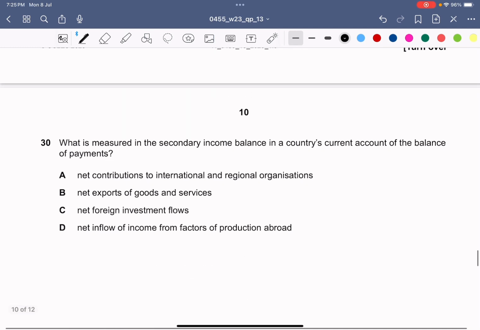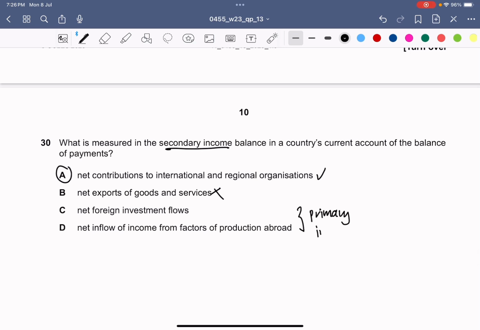Last question. What is measured in the secondary income balance in a country's current account of the balance of payments? Secondary income is defined as the net income transfer between residents and non-residents. So which one is the most relevant? Definitely A. And B is wrong. C and D, net foreign investment flows and the net inflow of income from factors of production abroad, are what is called primary income, also known as investment income.